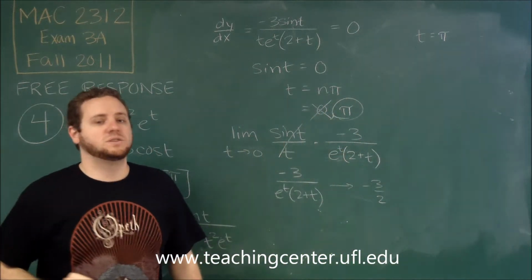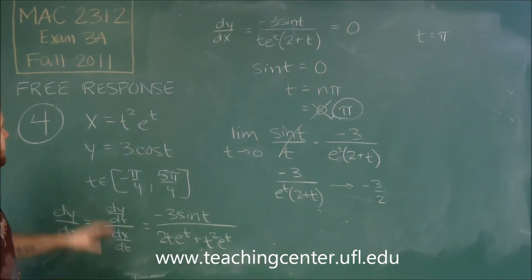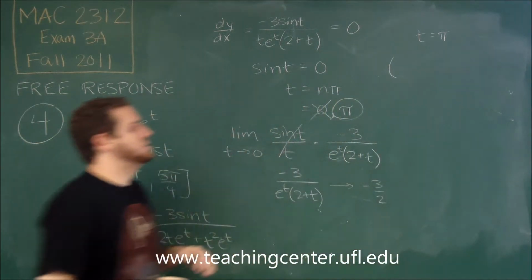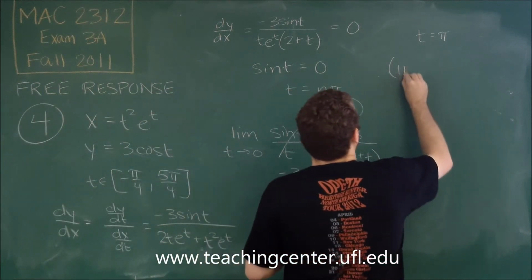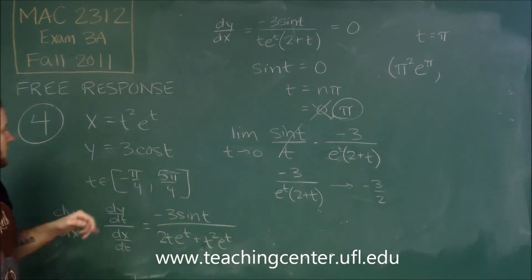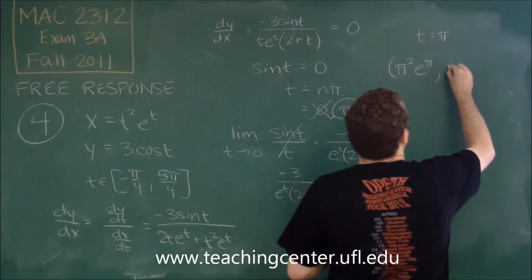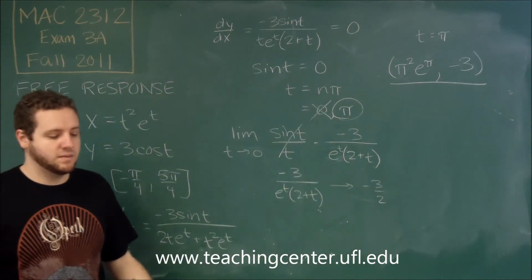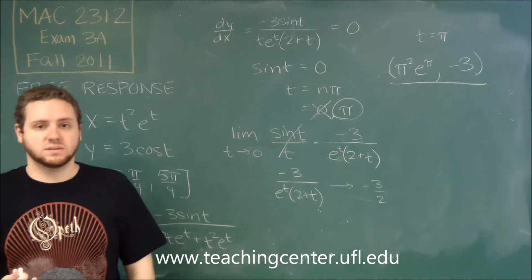But that wasn't exactly the question, because the question asked us what are the rectangular coordinates. So we need the x, y, meaning we need to plug t back into this. So t equals pi corresponds to an x coordinate of pi squared e to the pi, and a y coordinate, 3 cosine pi. Cosine of pi is negative 1, so we'd have negative 3. So that point right there would be the rectangular coordinates of where the tangent line is horizontal to this graph.